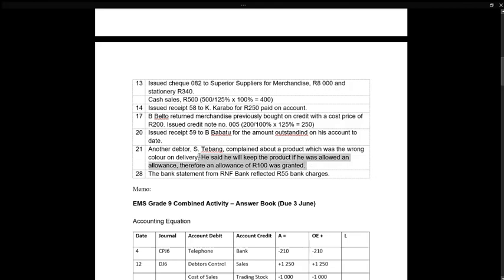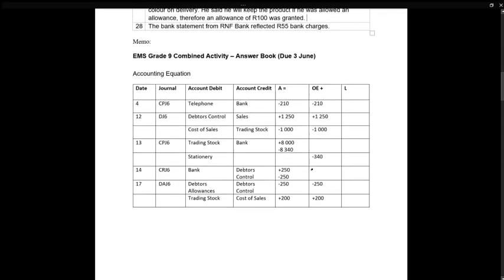Very importantly, you need to ask yourself the question, did Esteban return any actual products? The answer is no. He said if we give him an allowance of 100 Rand, he will be happy to keep the product. But what this means now is he did not actually return any products, therefore my trading stock won't increase and I don't have to reverse my original cost of sales. So to be fair, this is actually a very, very easy transaction. Let me show it to you. Just one trick.